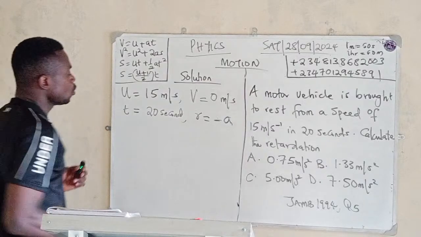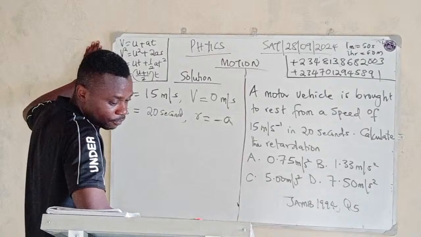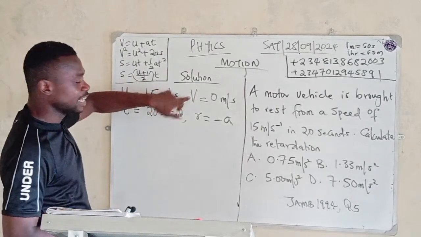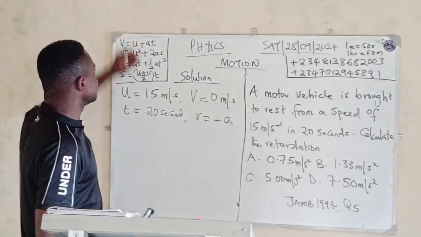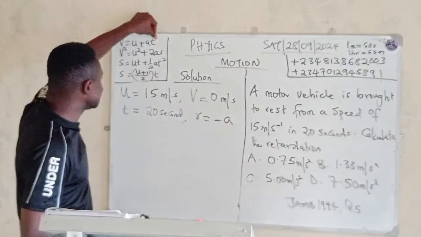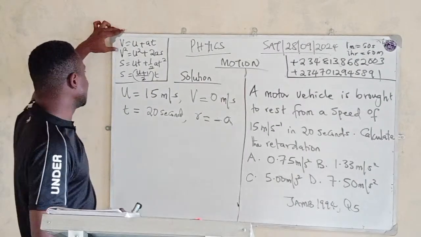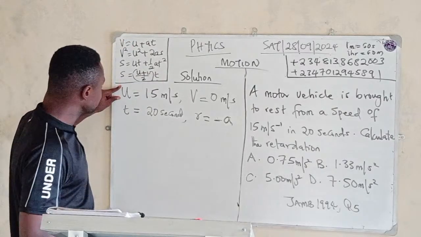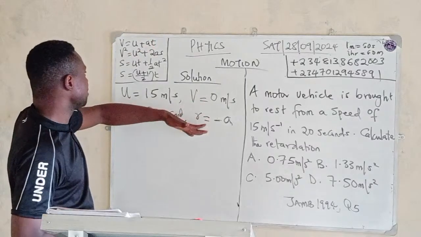Let's take each of the equations that we can use to solve this question. Let's start from the first one. There's V here, there's V here, correct. There is U here, there is U here, correct. There is A here, even though it's negative, there's still A here, correct. There is T here, there is T here, beautiful. What of the second one? There is V here, U here, A here, confirm.